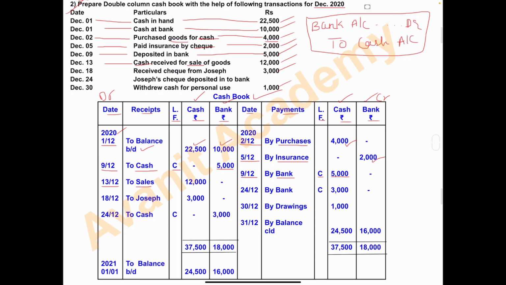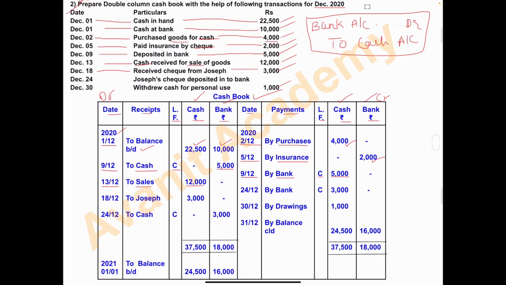So by selling the goods, what did we get? We got cash. So in the cash column, write rupees 12,000 and bank column nil. Sales will appear on the debit side of the cash book and purchases will appear on the credit side of the cash book. Okay, remember this point.